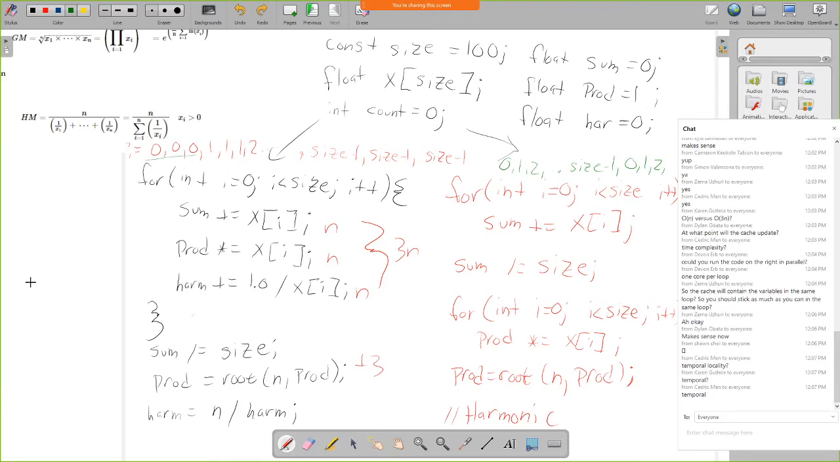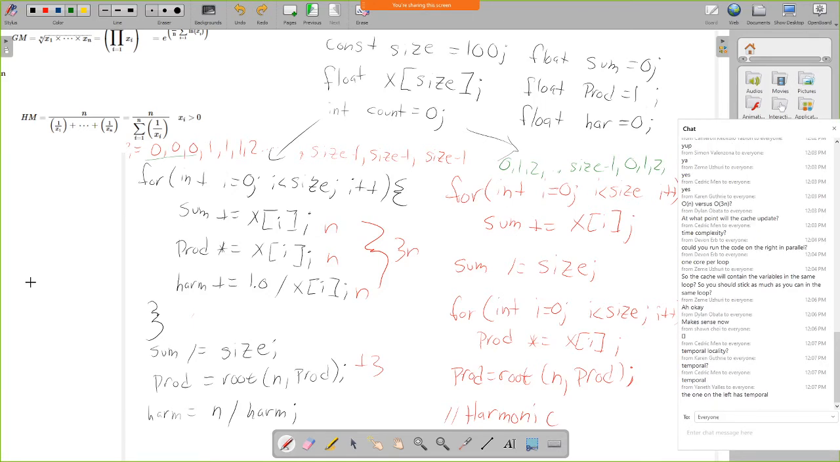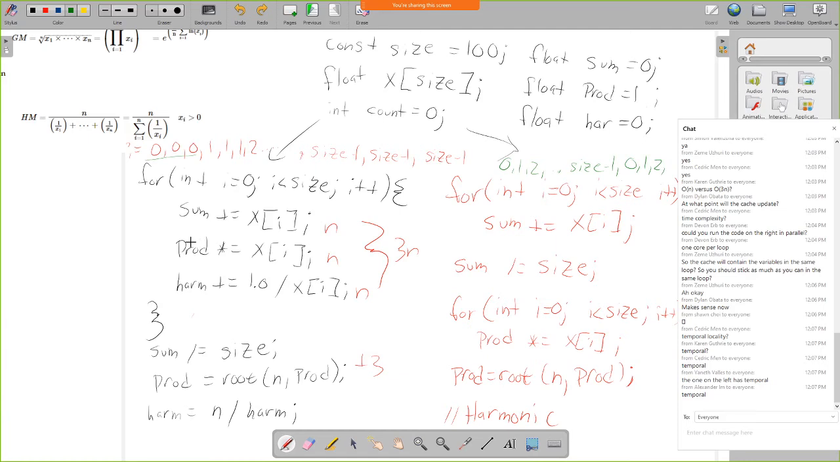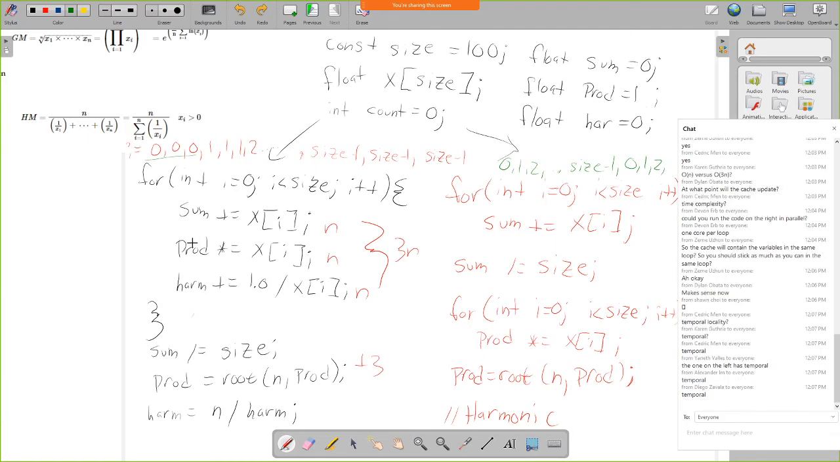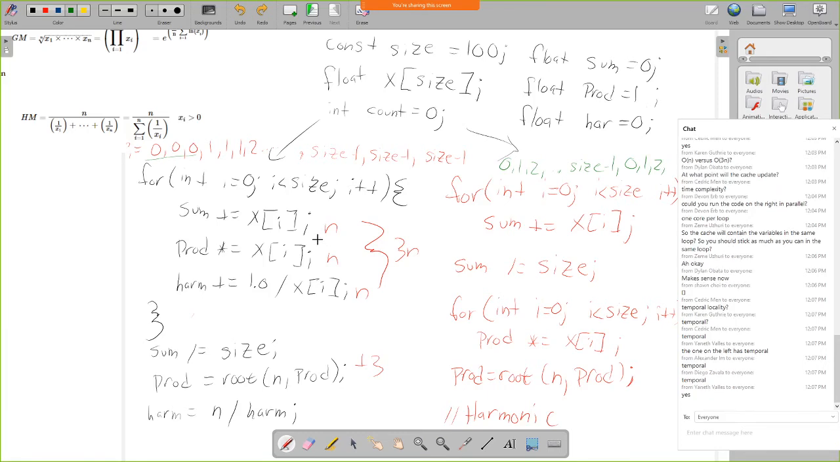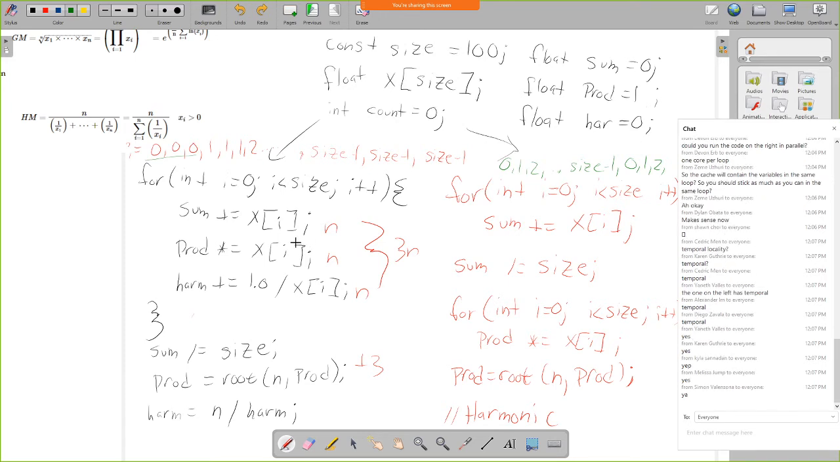Right, everybody's right in the chat. So temporal, because I'm accessing it within the same close time frame. Awesome. Does that make sense to everybody? Okay, fair enough.